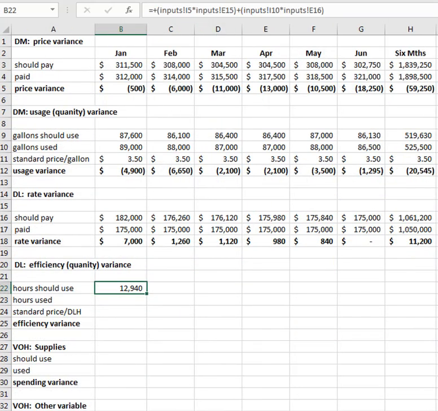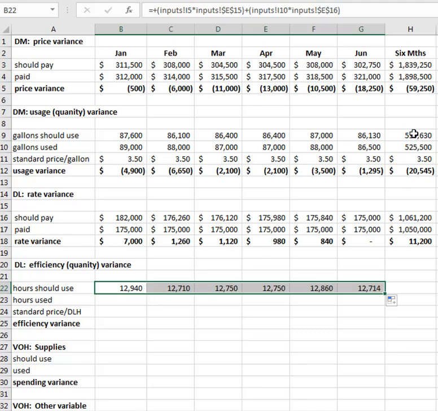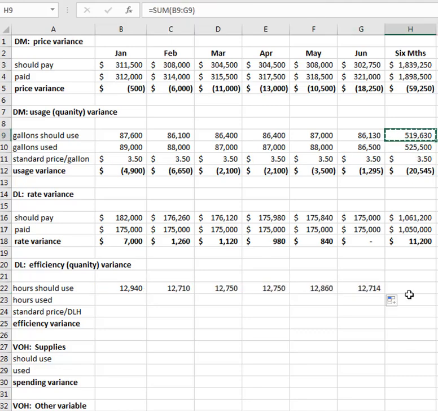And then we'll need to anchor some of this so that it'll drag across for us. If you have a PC, clicking in the address here and hitting the F4 will give you your dollar signs. If you're using an Apple product, a Mac, you will have to type those in manually. I'm not sure how to do it non-manually.